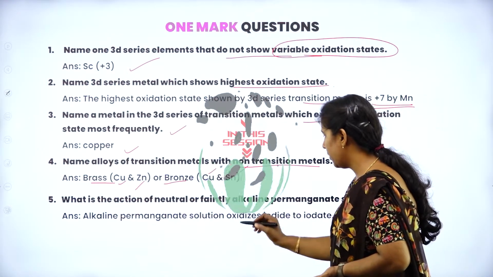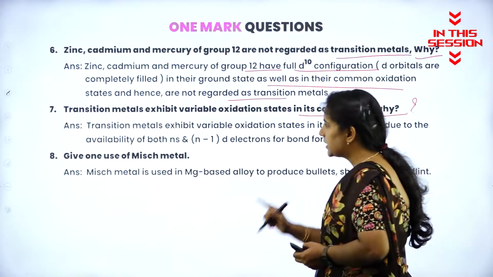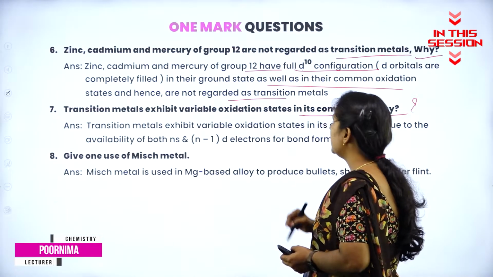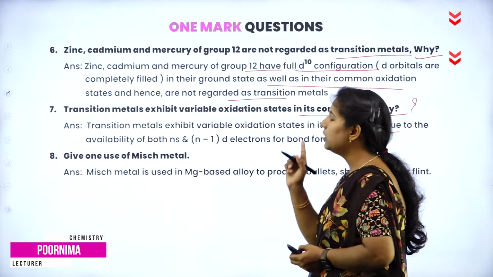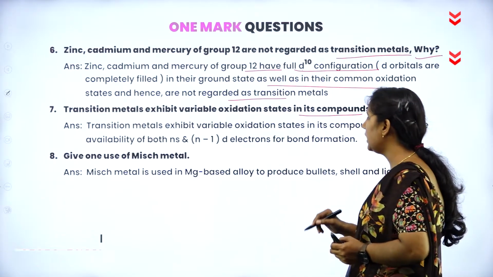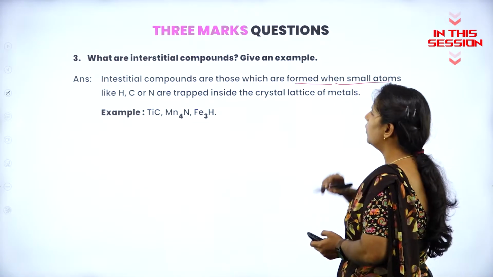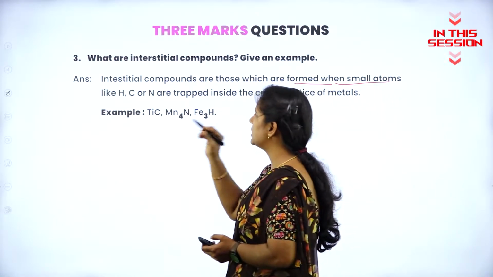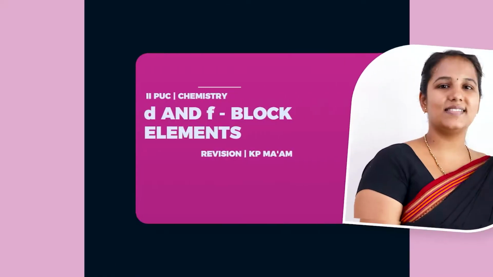Alkaline potassium permanganate oxidizes the iodide to iodate. The transition metal exhibits variable oxidation state in a compound. This is due to the availability of both ns and (n-1)d orbitals to form a bond. Interstitial compounds are those which are formed when smaller atoms like carbon, hydrogen and nitrogen are trapped inside the crystal lattice of the metal.